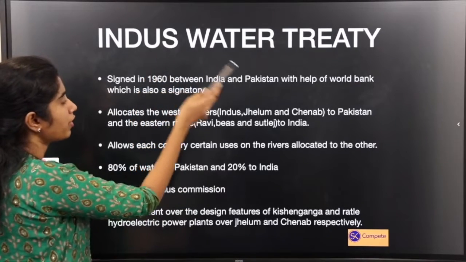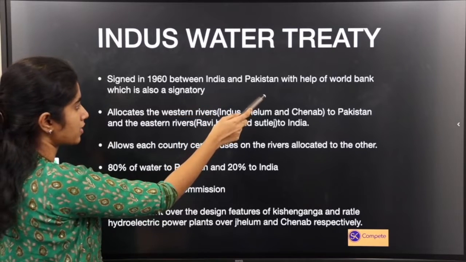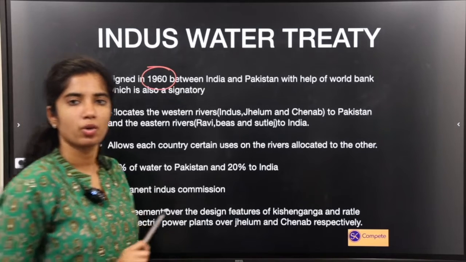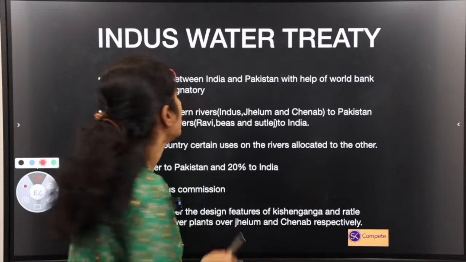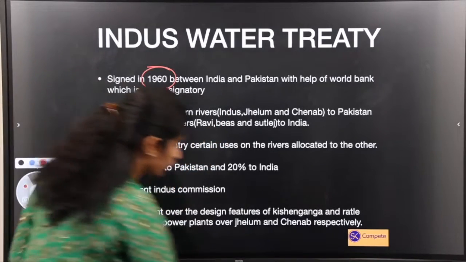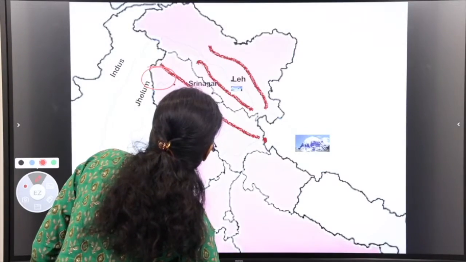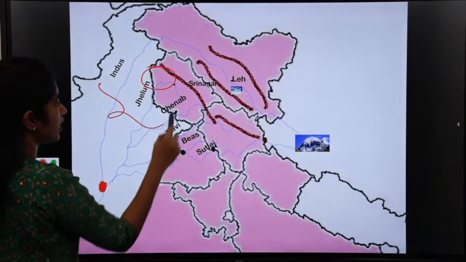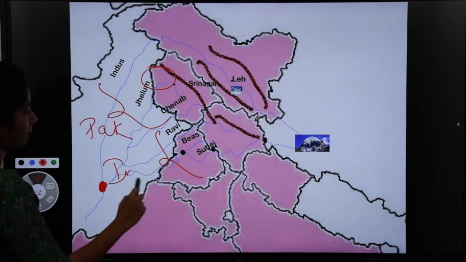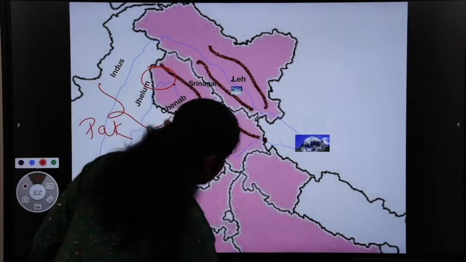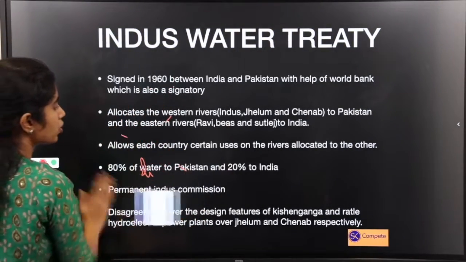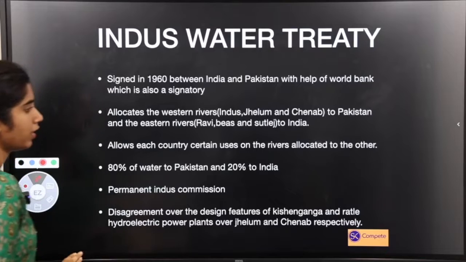So Indus Water Treaty is signed between India and Pakistan in the year 1960. World Bank is also a signatory to it, because to solve the water disputes between two countries, this is being signed, which assigns Indus, Jhelum and Chenab to Pakistan, Ravi, Beas and Satluj to India. So western rivers to Pakistan and eastern rivers to India.